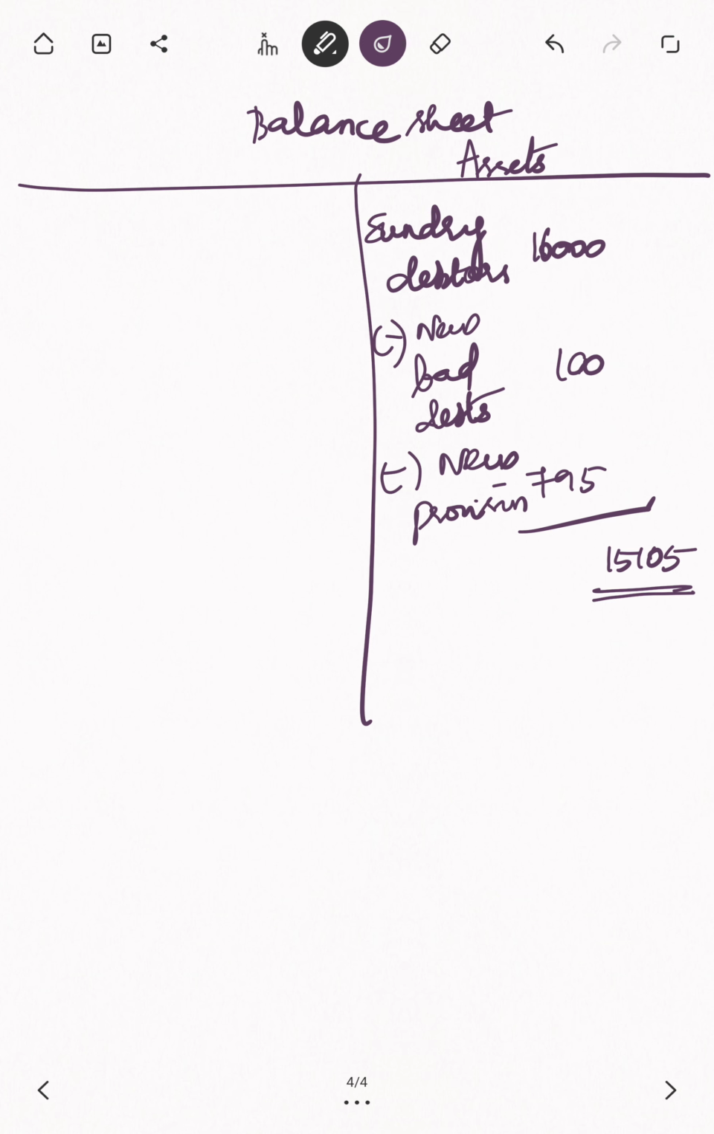So this is how you're going to work out the bad and doubtful debts, especially if old provision and new provisions are involved.